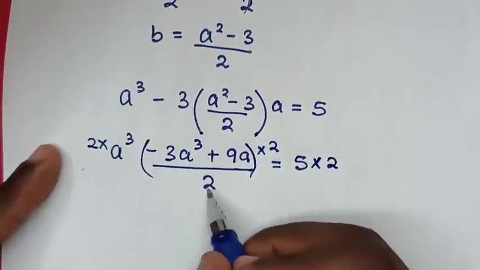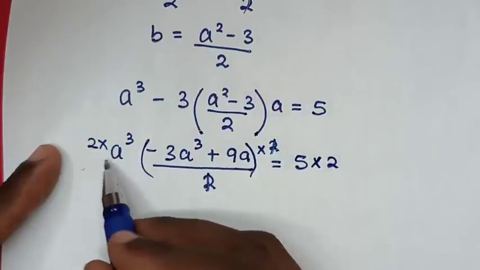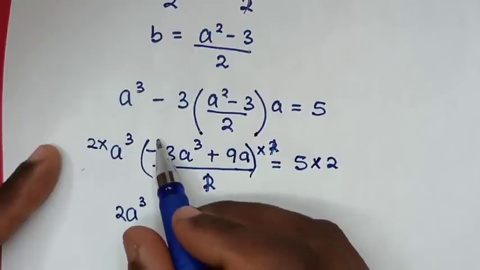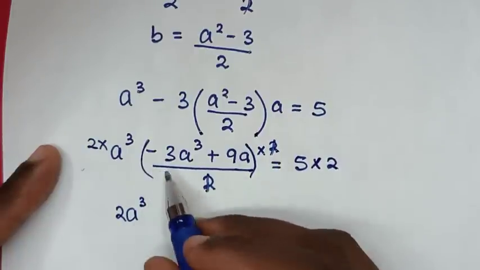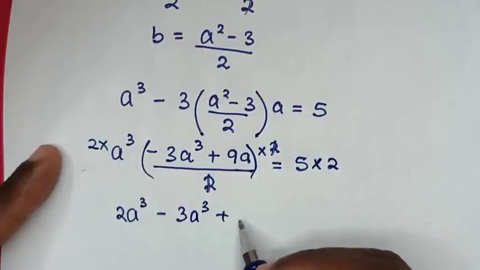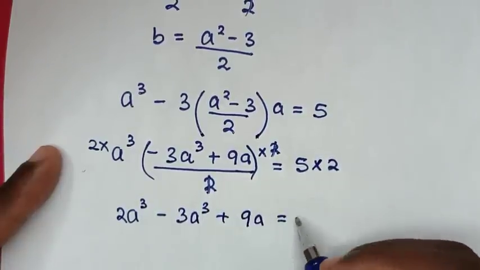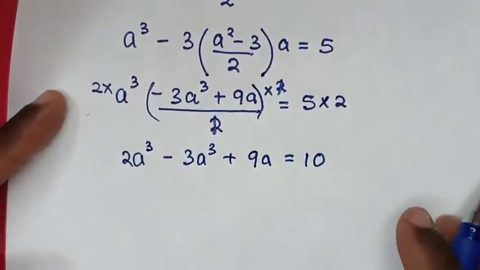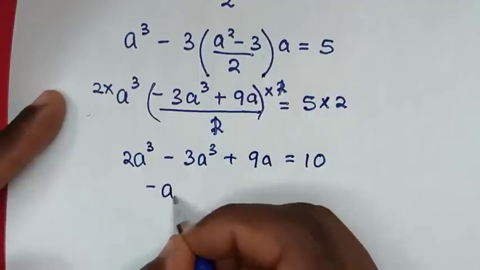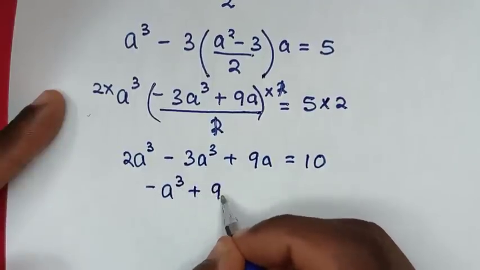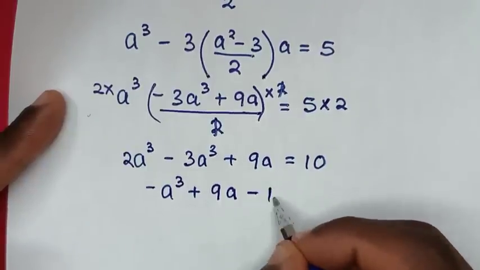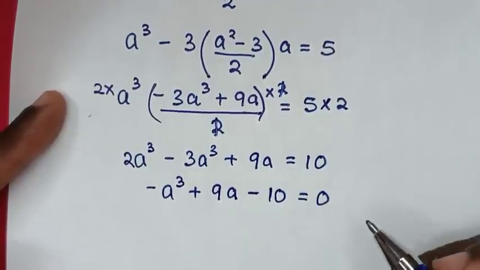So it will be, these 2 will cancel these 2, it will be 2a power 3, then it will be this, because these 2 and this will cancel, so it will be negative 3a power 3 plus 9a is equal to this 10. So 2a power 3 minus 3a power 3 is negative a power 3, then plus 9a, we take 10 into the left side, so it will be minus 10 is equal to 0.